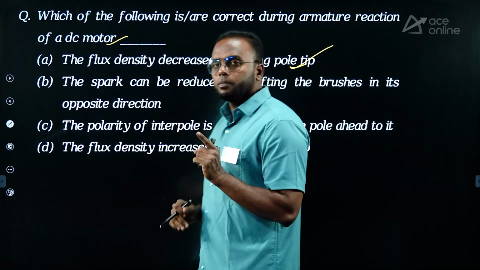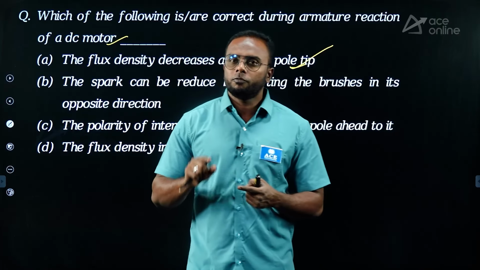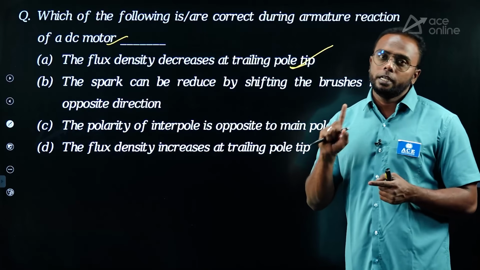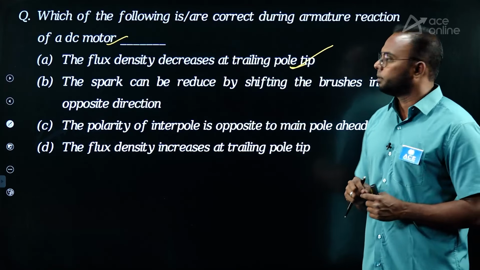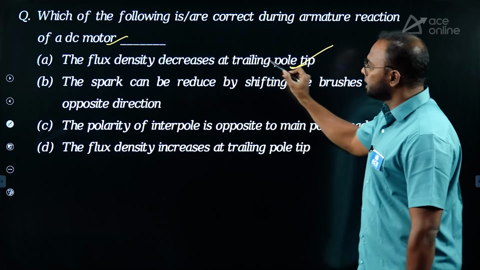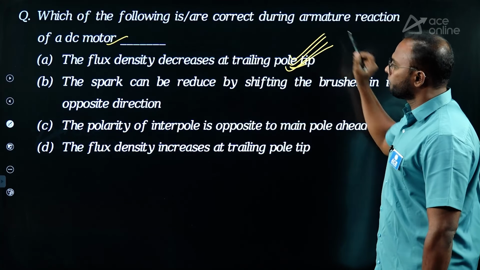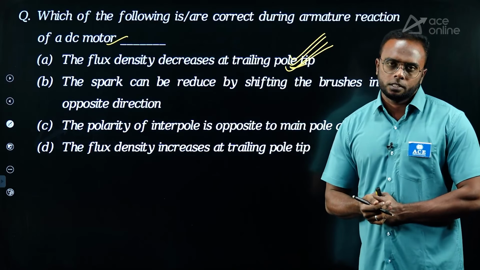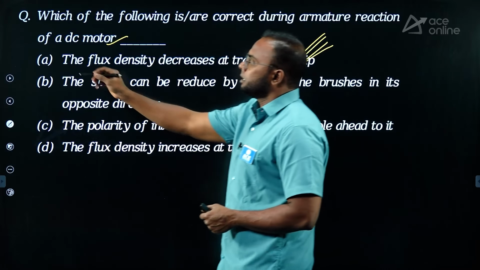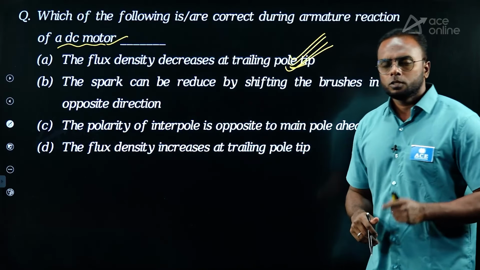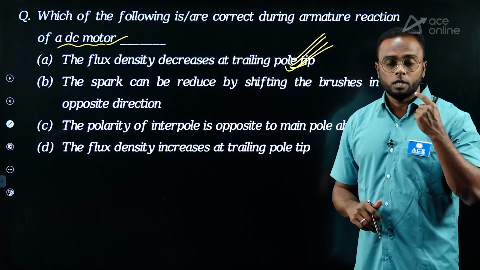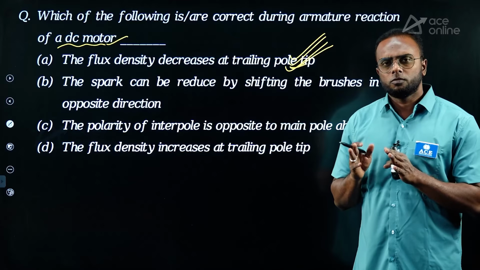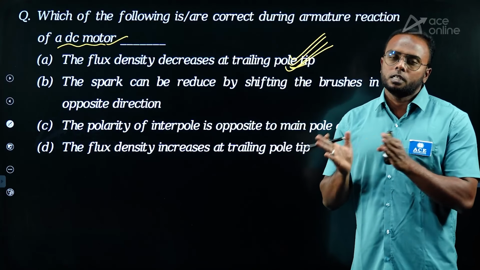Generally flux density increases at a trailing pole tip if it is a generator. But if it is a motor, the flux density increases at the leading pole tip and decreases at the trailing pole tip. So the first one, the flux density decreases at the trailing pole tip, is correct. Next, the spark can be reduced by shifting the brushes in its opposite direction. Here you should keep in mind this one is a motor. If you want to reduce the spark or improve commutation, in which direction should the brushes always be shifted? In the direction of generator, or we can say in the opposite direction of motor.